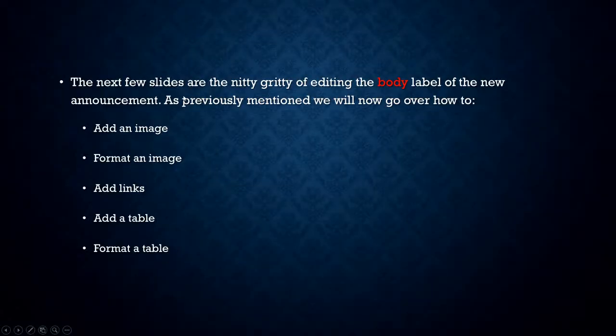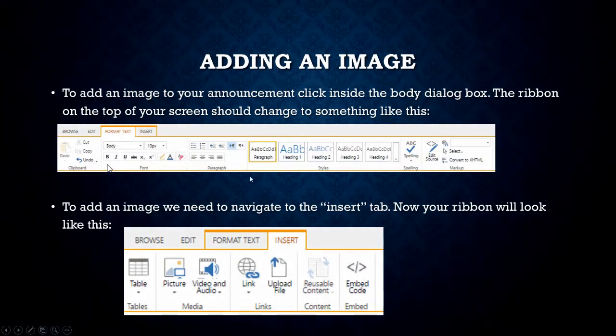So the next few slides are the nitty-gritty of editing the body label of the new announcement. As previously mentioned, we will now go over how to add an image, format an image, add links, add a table, and format a table. So, adding an image. To add an image to your announcement, click inside the body dialog box.